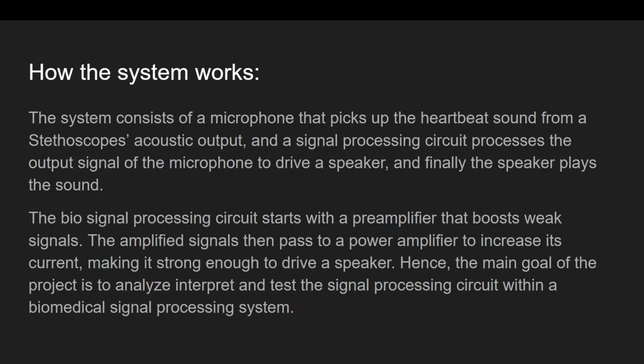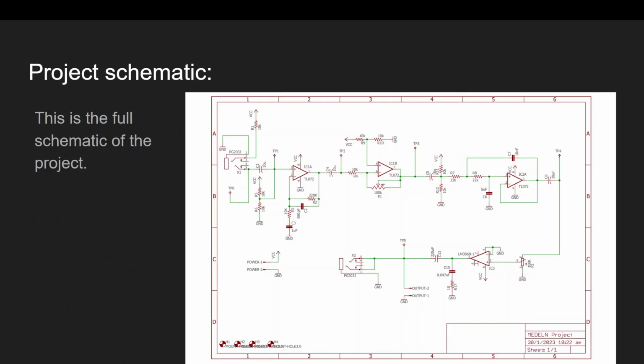The biosignal processing circuit starts with a preamplifier that boosts weak signals. The amplified signals then pass to a power amplifier to increase its current, making it strong enough to drive a speaker. Hence, the main goal of the project is to analyze, interpret, and test the signal processing circuit within a biomedical signal processing system. So now this is the full schematic of the project.